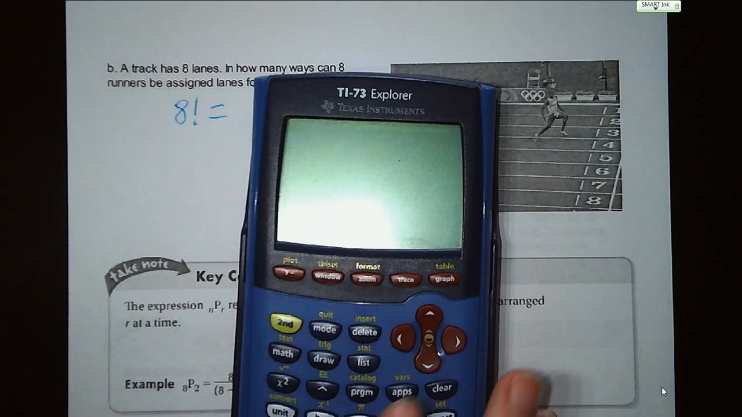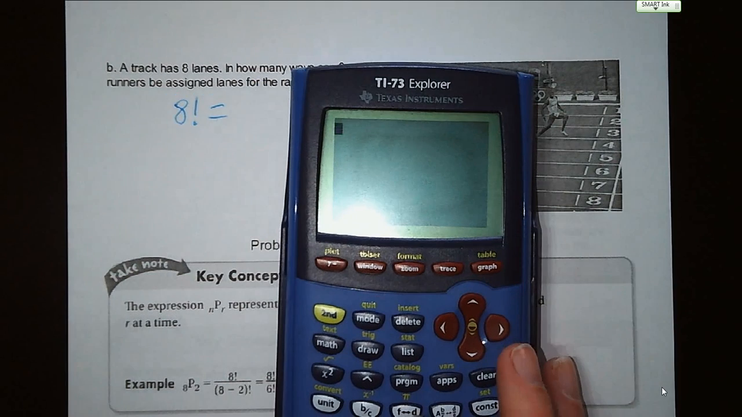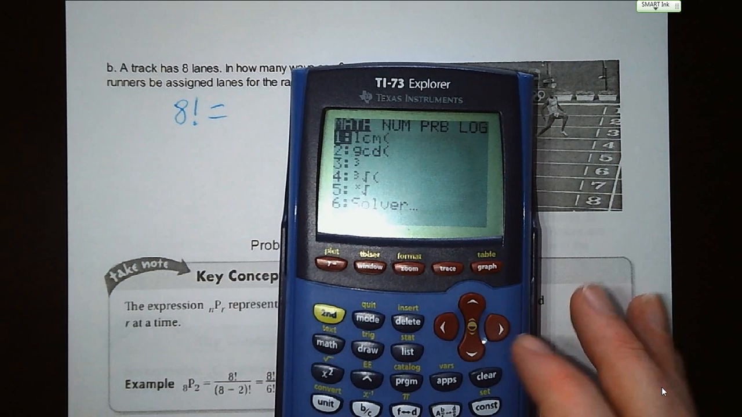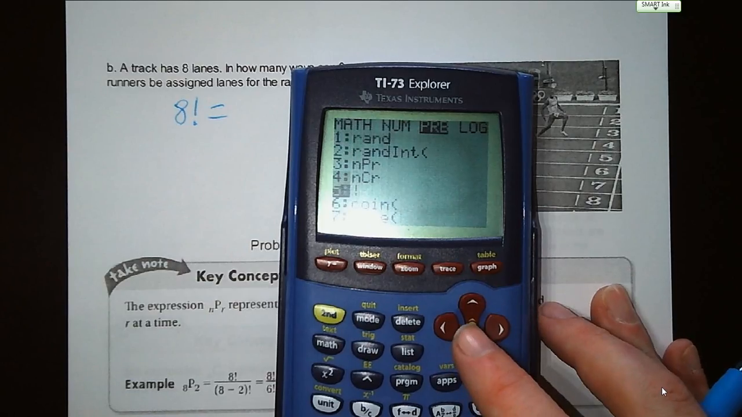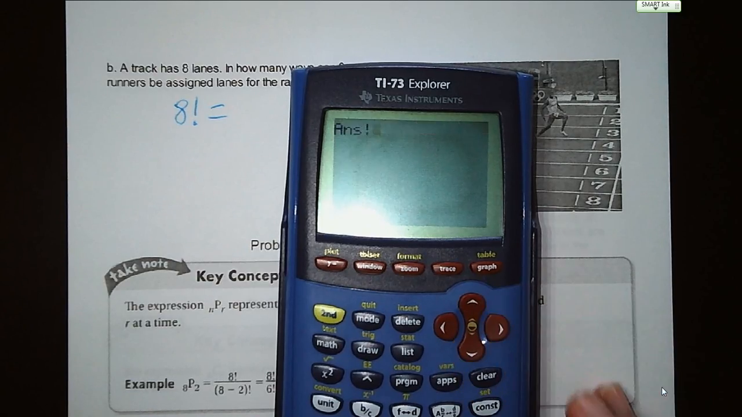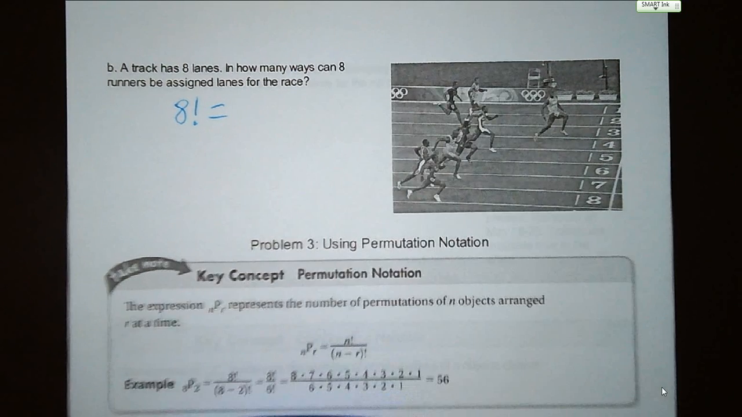Now, to get to it on our calculators, you need to go to Math, PRB, and then 5. So you would actually type in your number first. We want to know factorial of 8. So you would type in 8, go to the math button, probability, factorial, and hit enter. And you get 40,320.